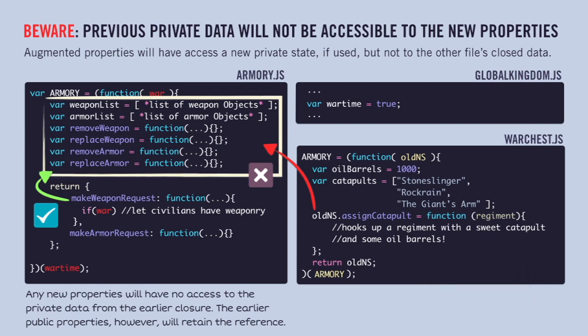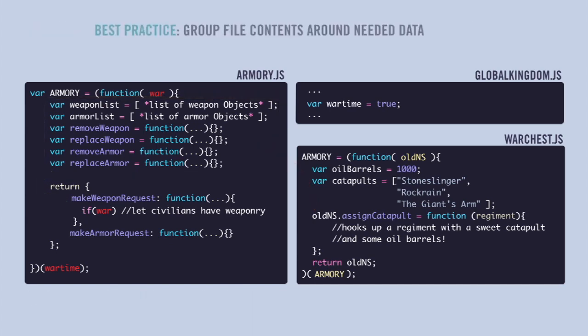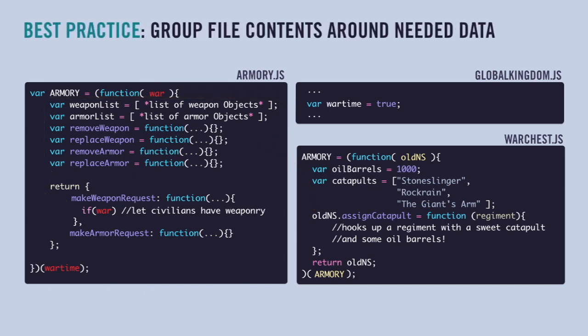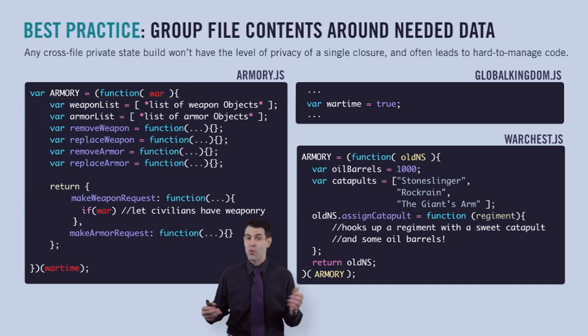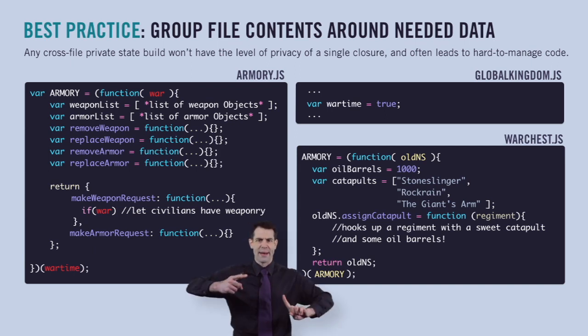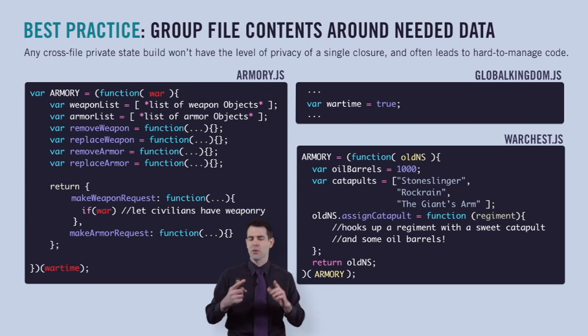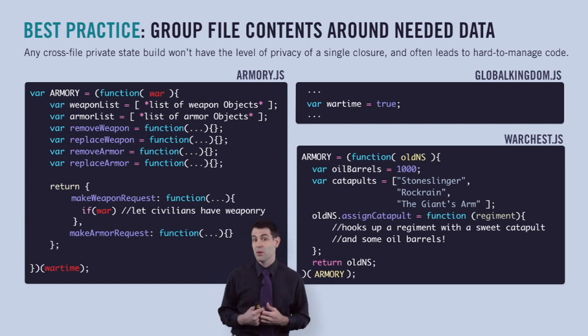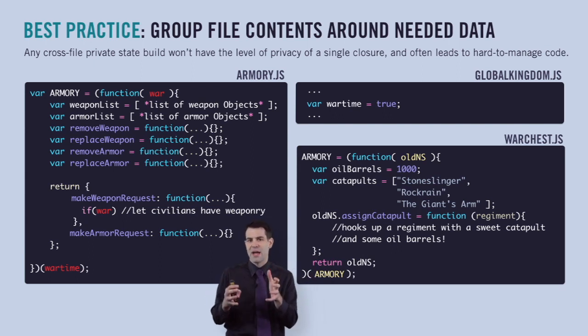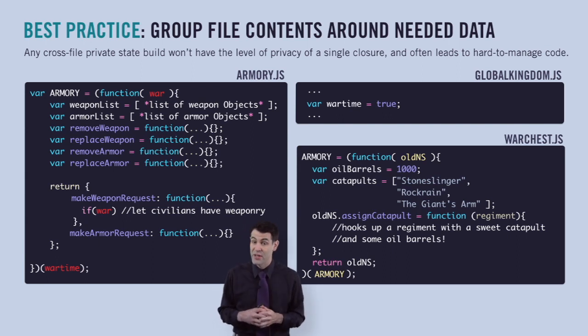So the best practice here with regard to augmentation is to group your file content around your needed data. Any cross-file private state build that you could manage won't even have the level of privacy of just a single closure, and often it leads to hard to manage code figuring out how the modules are augmenting each other or referencing each other. So the best practice is just to keep your file grouped around data that's related to each other and that need each other.